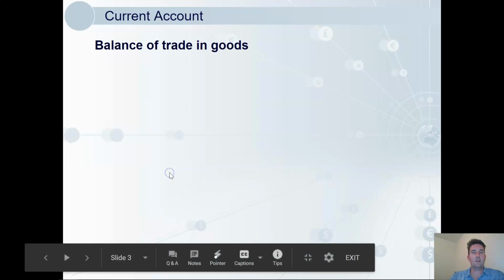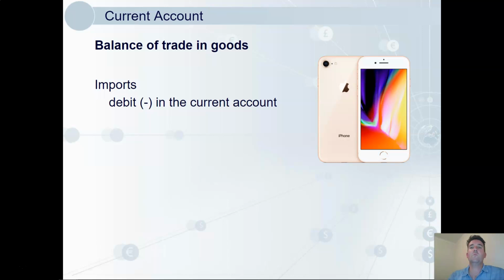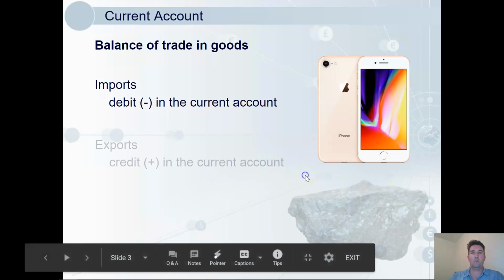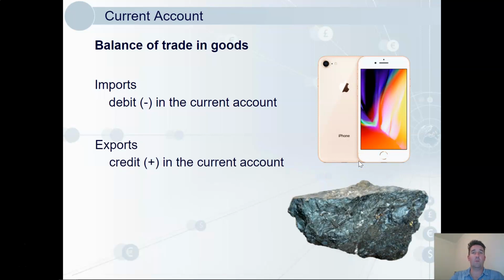Okay, let's go through these. The balance of trade in goods. This is what first comes to mind when we think of imports and exports, the goods. When we note these figures, the imports, like iPhones into Australia, are noted as a debit, a negative number in the current account. This is because the money is leaving the country to pay for the iPhones. Exports, like the iron ore that we send from Australia, go in as a credit, a positive number, because the money comes into Australia.